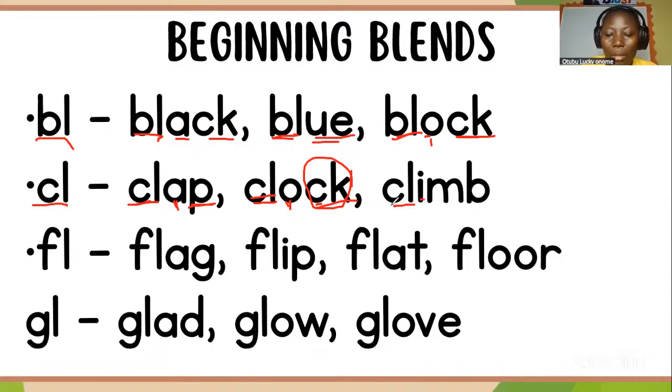We have cl, i, m, climb. The B here is silent. So we don't mention it when we are pronouncing this word. But when we are writing it, the B has to be there. When we are reading it out, we will not call it. So we have climb.